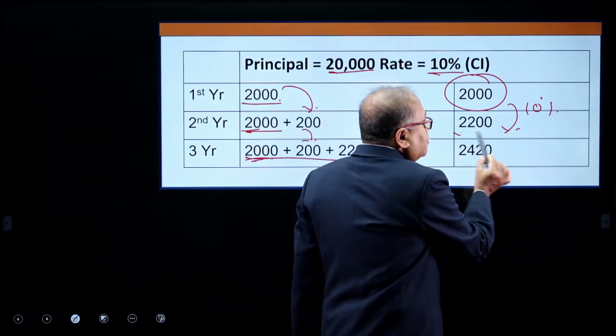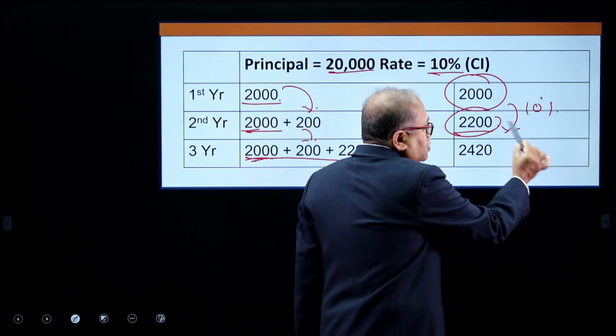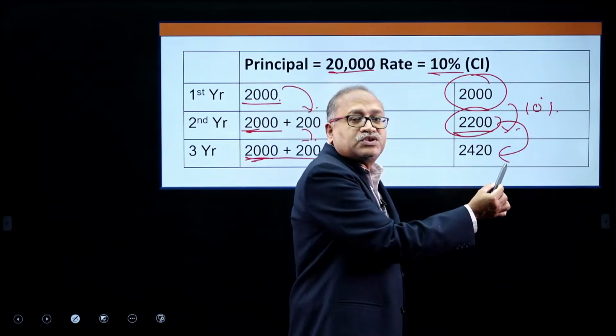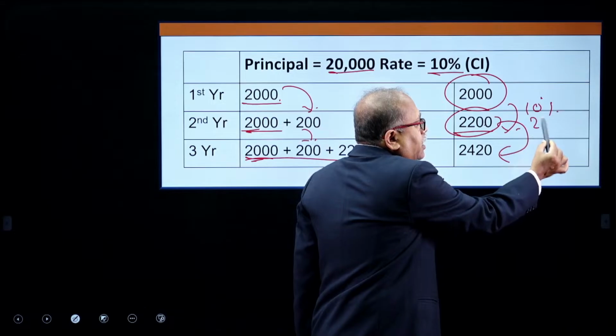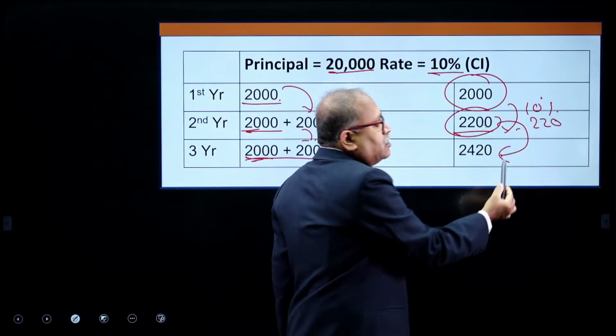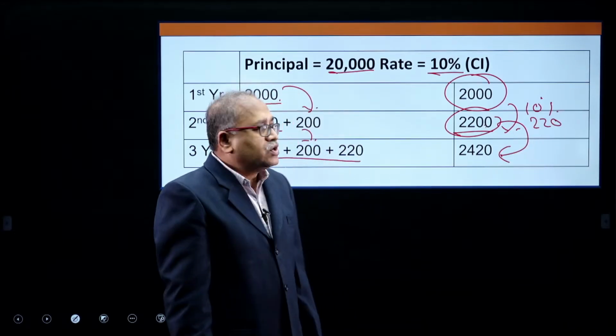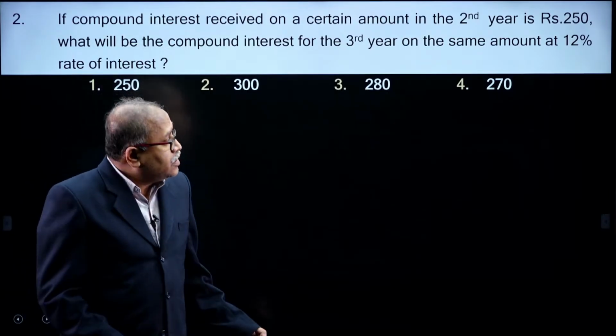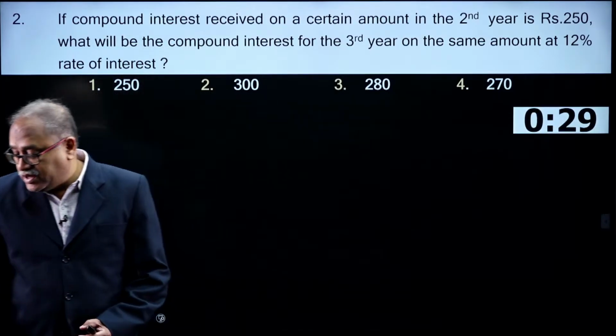So, first, if you have the second year interest, can you get the third year interest? Yes, I will take 10% of this, which is 220. So, when I add 220 to this, I will be getting the third year interest. So, your question is here. Please answer the question. I give 30 seconds for you to answer it.